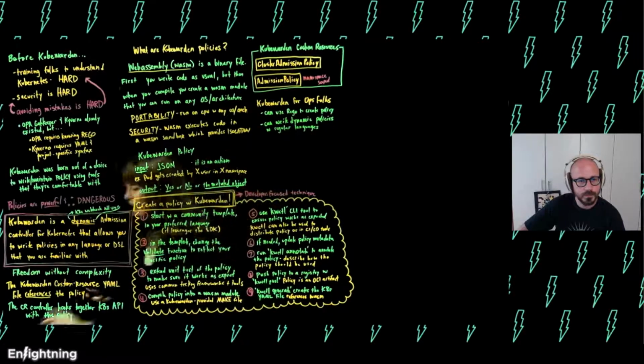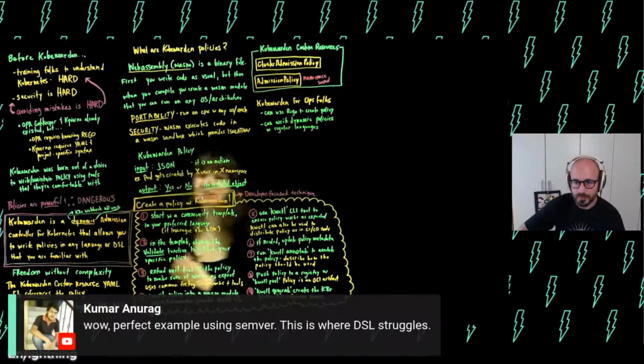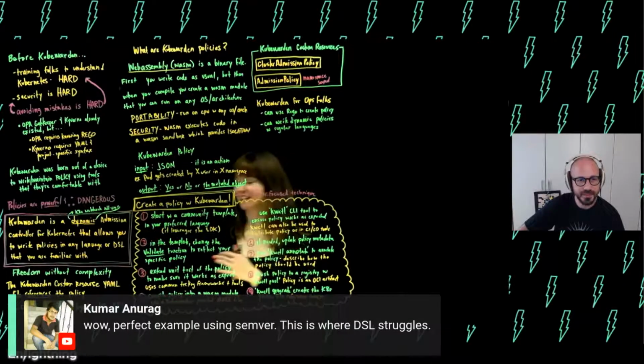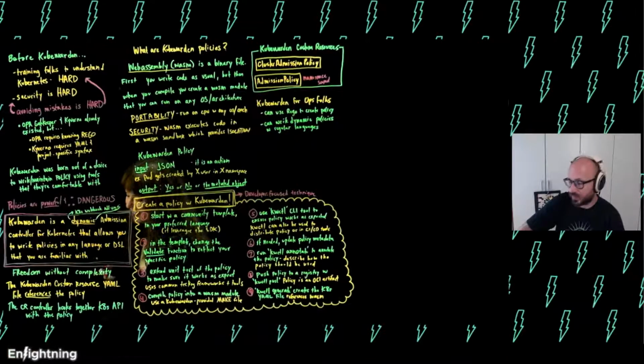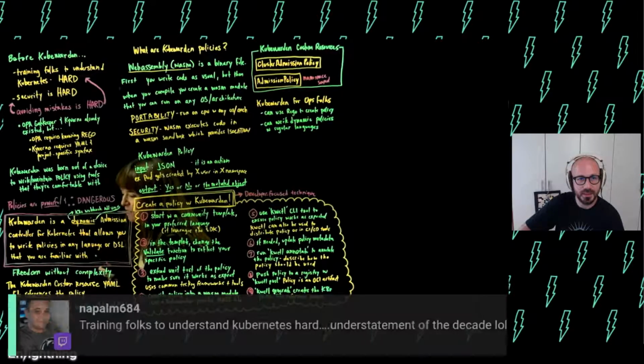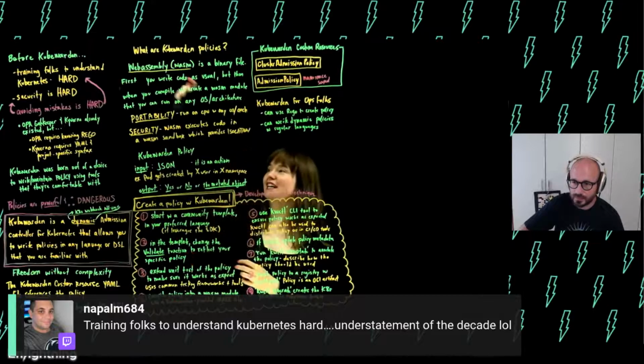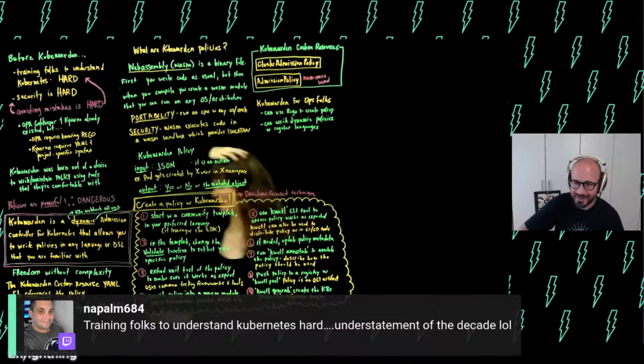Kumar says, well, perfect example using SemVer. This is where DSL struggles. Yeah, exactly. There are so many other examples, but this is the first that came to my mind. And then Belatedly said, trying to understand Kubernetes is hard, the understatement of the decade.